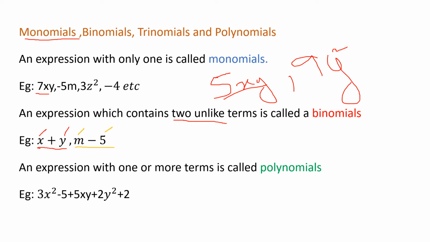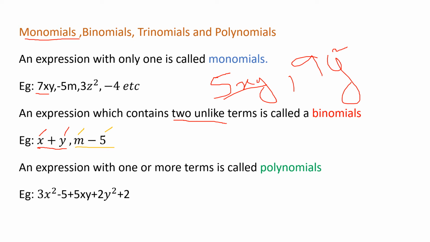Monomial means you will have only one term. And binomial means what, children? You will have two terms, and two different, that is two unlike terms. Two unlike terms. Okay, that is binomial. Is it clear?